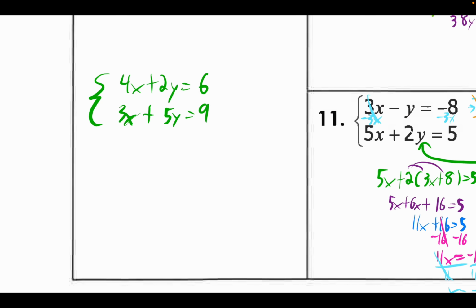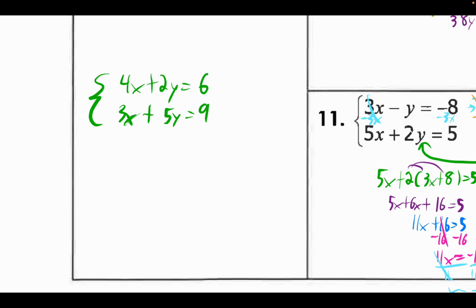So between these four options, there is still a best option or an easiest option available to you. And that would be whichever variable has a coefficient that divides into all other numbers in the equation. I'll say that again: whichever variable has a coefficient that divides into every number in the equation. For example, here in this top equation, it would be this 2y, because 2 divides into 4, 2, and 6, and will create no fractions.